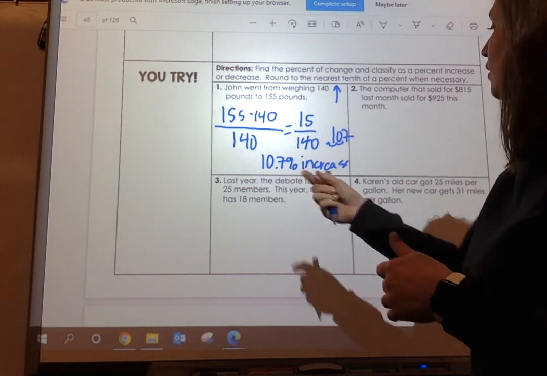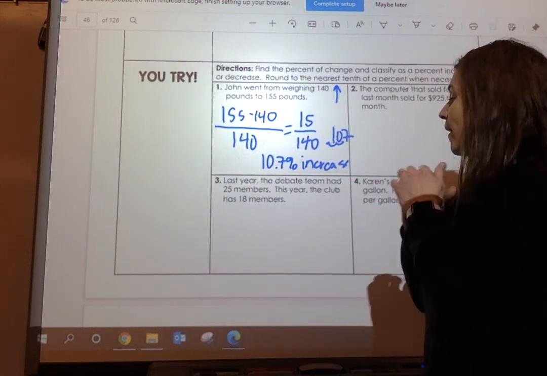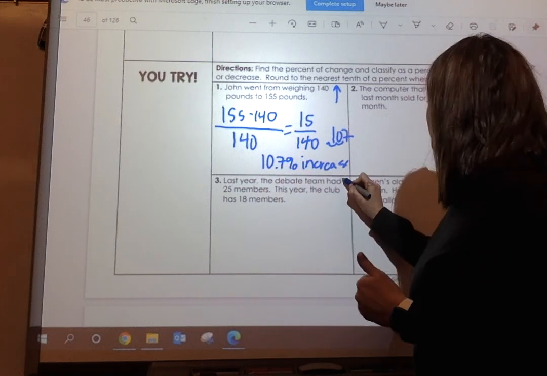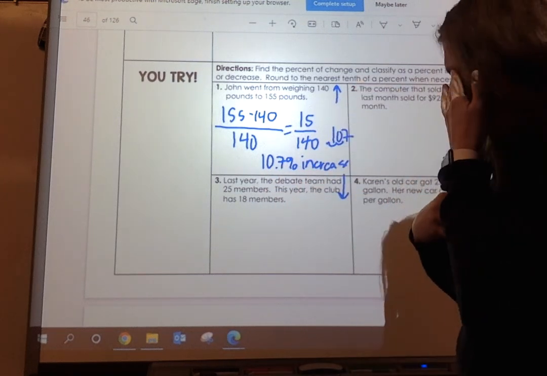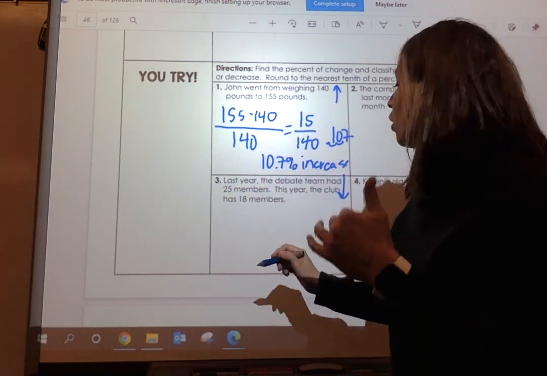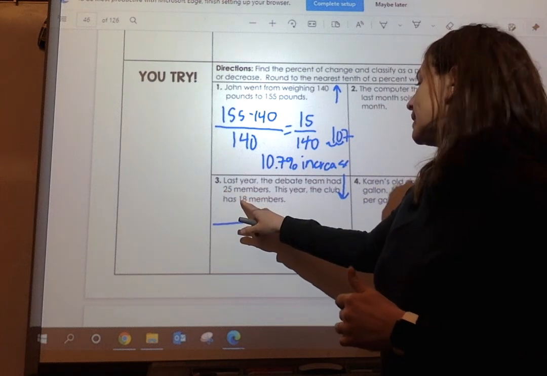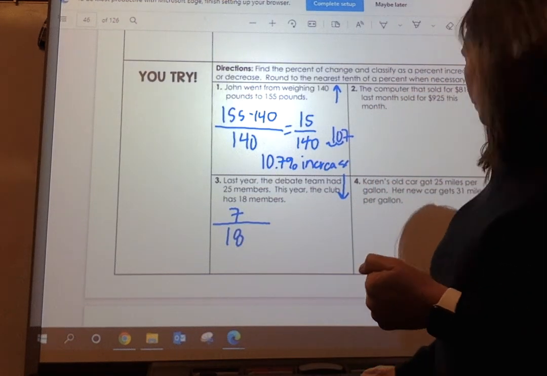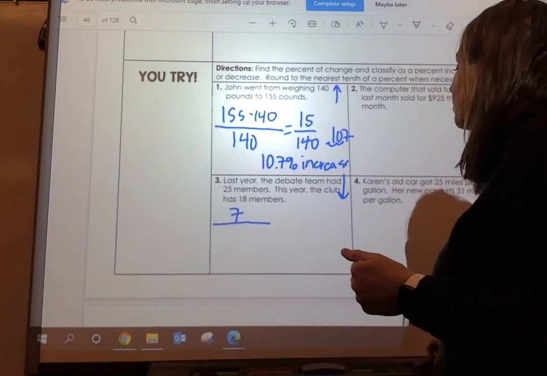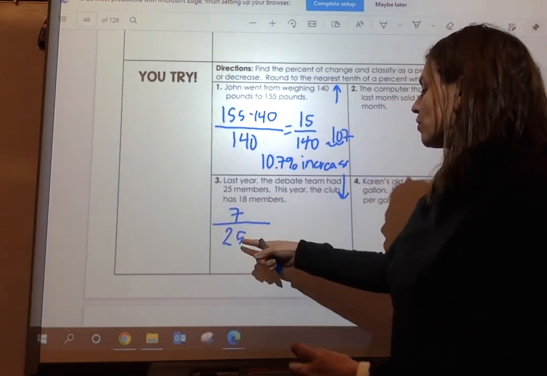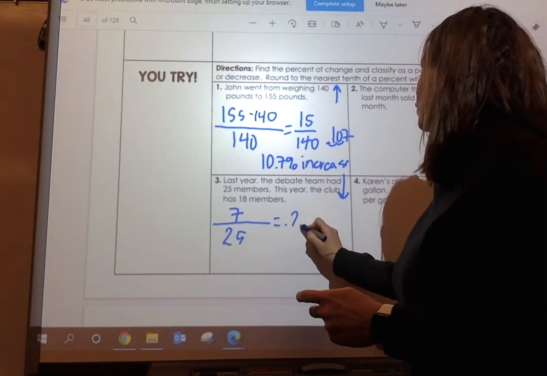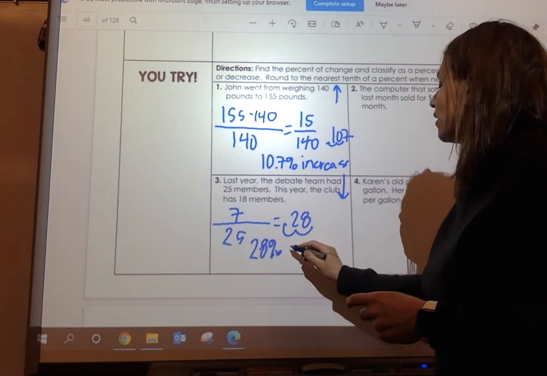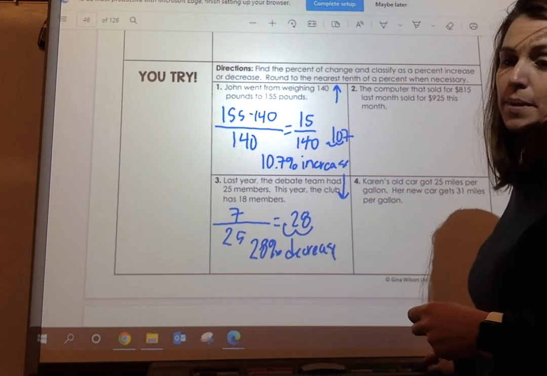Okay, now let's look at number 3. Last year, the debate team had 25 members. This year, the club has 18. So it went from 25 to 18. So that is a percent decrease. So I'm going to put the arrow down to remind myself it's a percent decrease. So remember, it's the difference of the amounts over original. So the difference of 25 and 18 is 7 over the original members, which is 18. No, it wasn't. 25 is my beginning. Sorry. It was last year to this year, so 25. So 7 divided by 25 is 0.28. I move it twice over to make it a percent, and it's 28%. And I already know that it's going to be a decrease because it decreased those members.